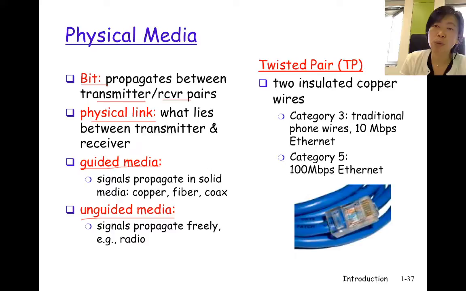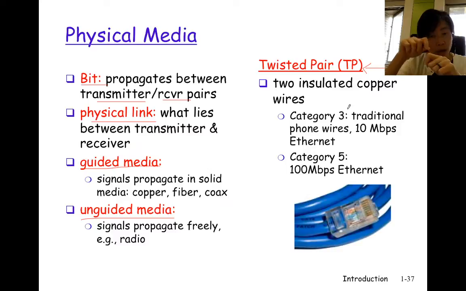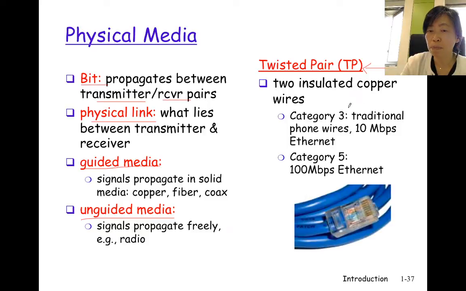First is the twisted pair. I have to admit that this is almost a legacy technology, except that some of the Ethernets are still using twisted pairs. If you cut the old Ethernet cables and pull the copper wire out, you will see that it's actually two copper lines twisted regularly across each other. So it's two insulated copper wires twisting each other.